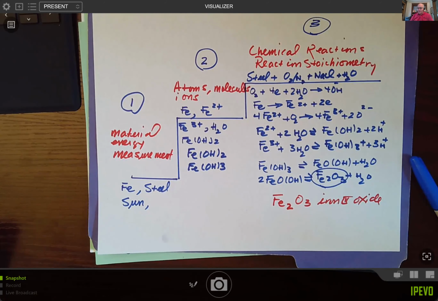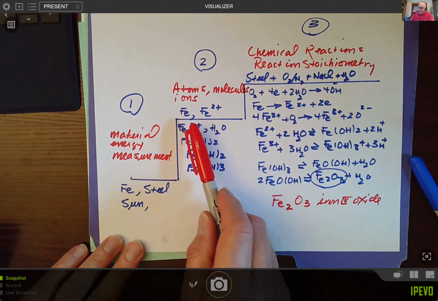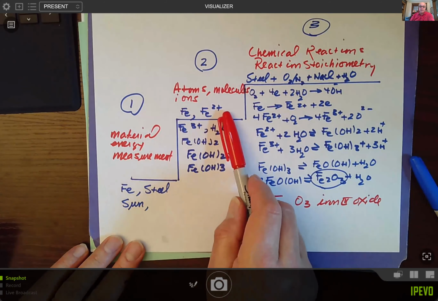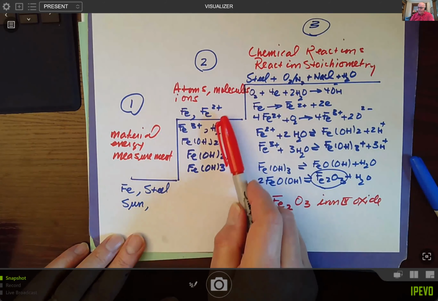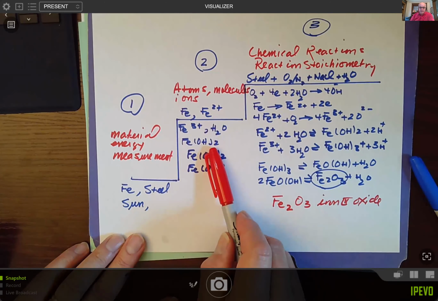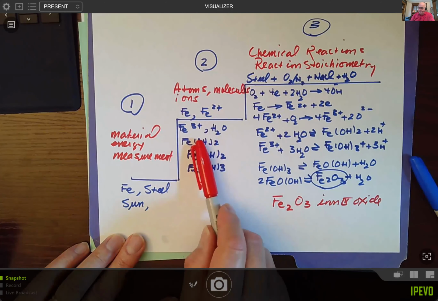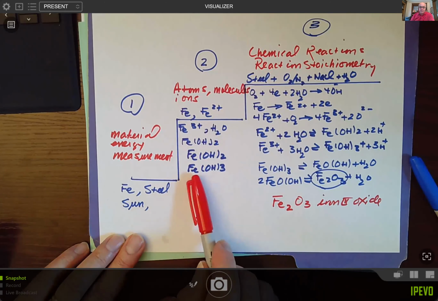So in chapter 2, we're going to learn about iron, a metal. Iron 2 plus means it lost 2 electrons. Iron 3 plus, water, iron hydroxide, iron 2 hydroxide. My parenthesis wasn't good, so I redrew it. Iron 3 hydroxide. So all this is good.